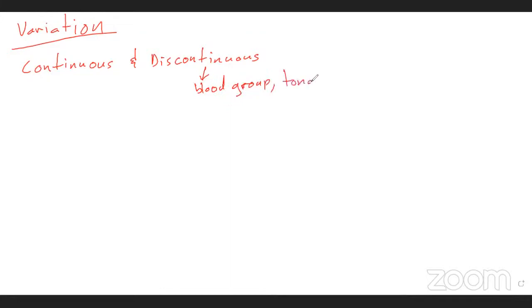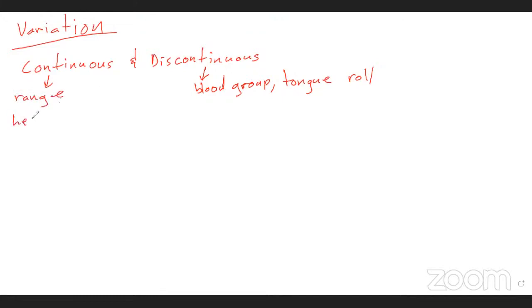Tongue roll. So either you roll your tongue or you can't. You have a specific blood group. With the continuous variation now, you can get a range out of it. So the continuous variation is the one that has a range.